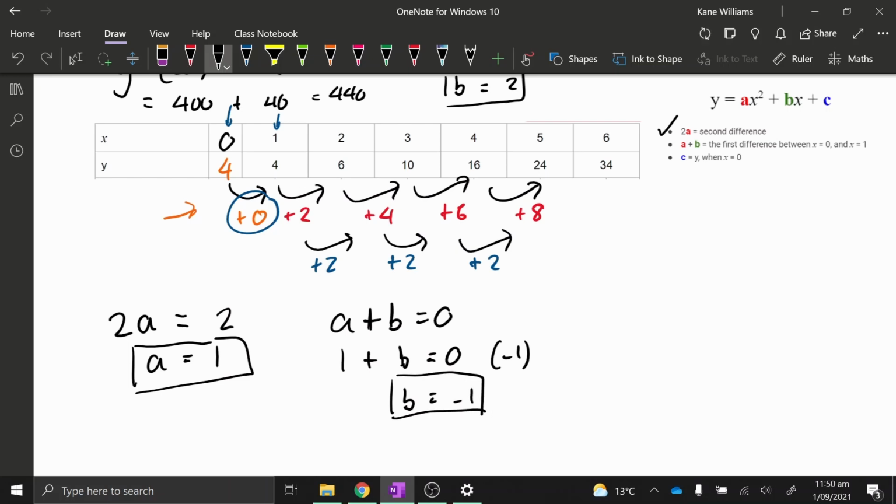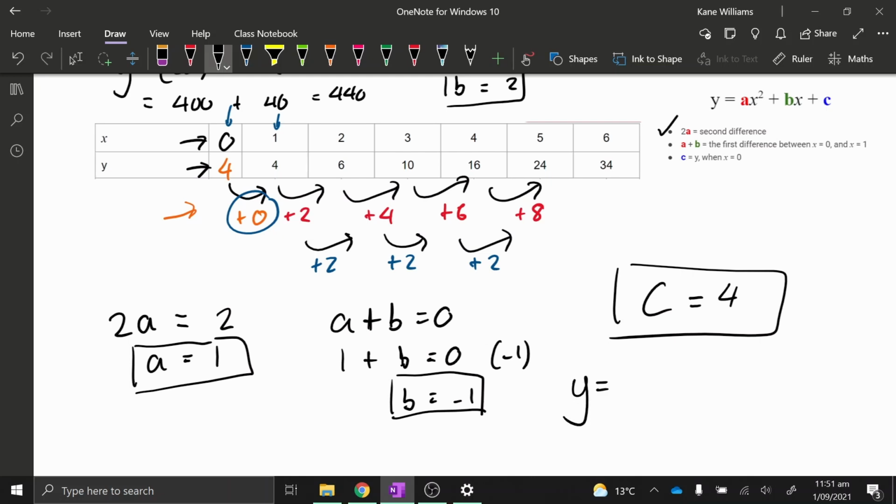Awesome. All right, c now. C is y when x is 0. So c is 4 when x is 0. Boom. We've got our a, b, and c now. Let's chuck it in. So our rule must be y equals ax squared, so 1x squared, plus -1x, so that's the same as minus x, plus c, so plus 4.